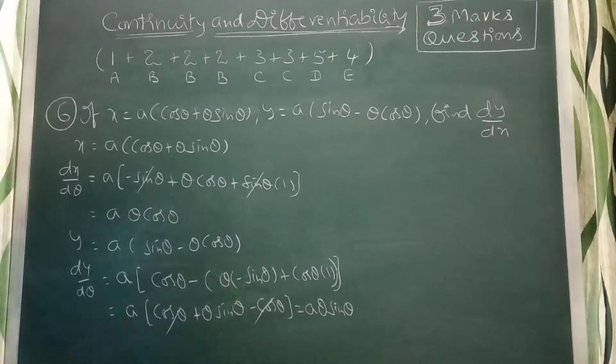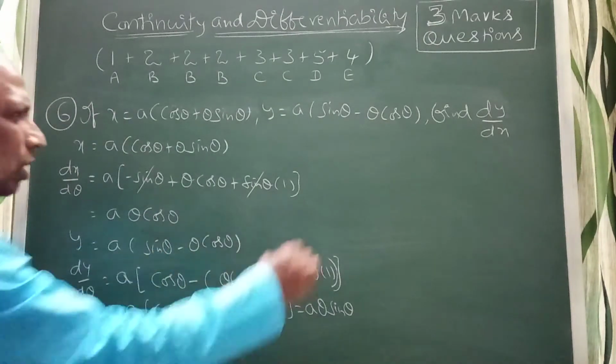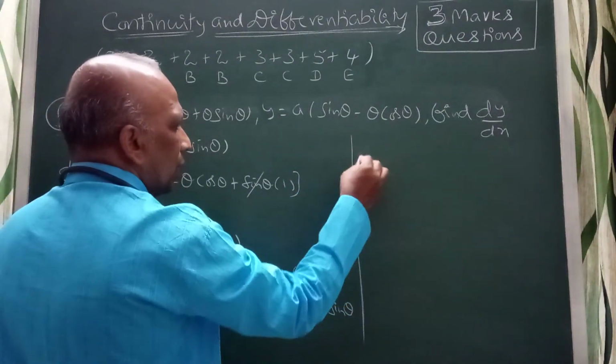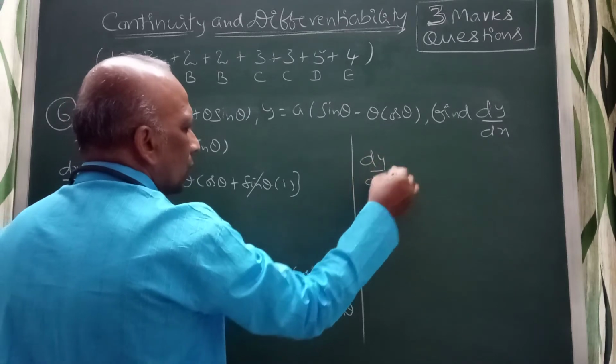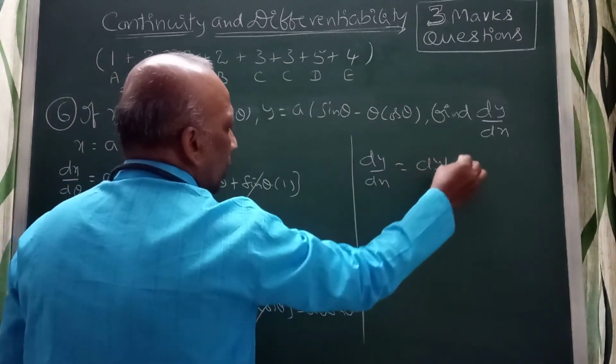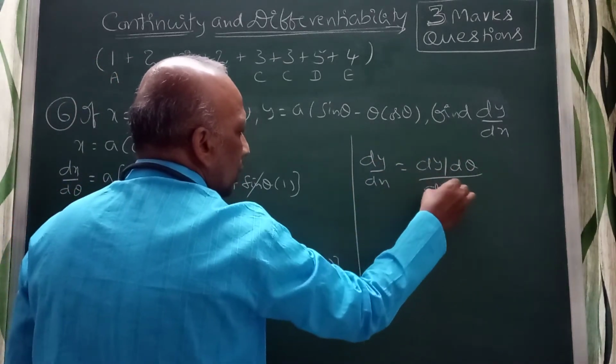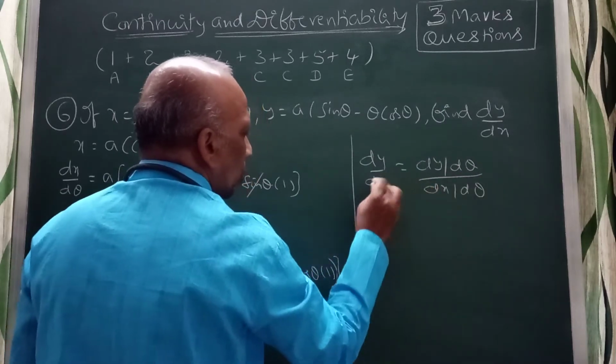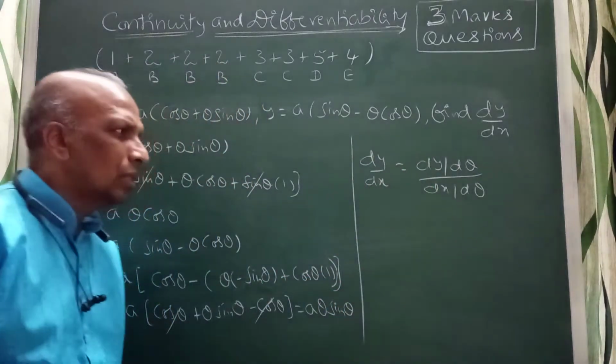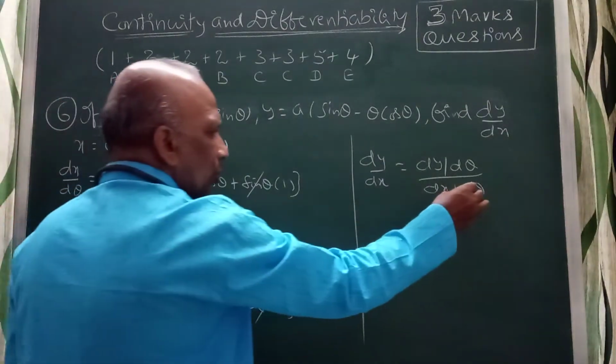A theta sin theta, we got it. This is a theta cos theta. They are asking dy by dx. So dy by dx equals dy by d theta divided by dx by d theta. So the problem is simple, right? Derivative of y with respect to theta over derivative of x with respect to theta.